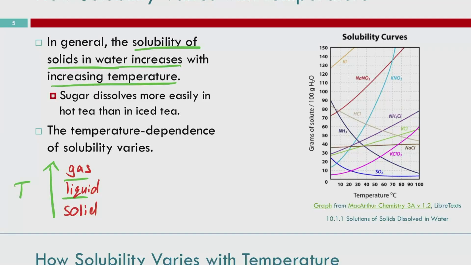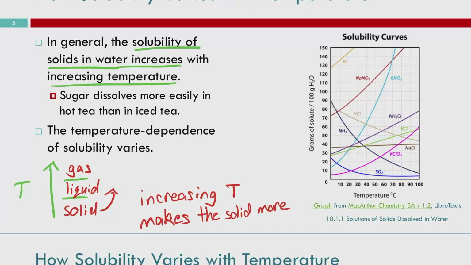So if we have a solid that we're trying to dissolve into a liquid, how can we make the solid more like a liquid? What can we do with temperature to make it more like a liquid? Can we increase the temperature or decrease the temperature? If we increase the temperature, it makes our solid more like a liquid. Increasing the temperature makes the solid more like a liquid, and that increases solubility.